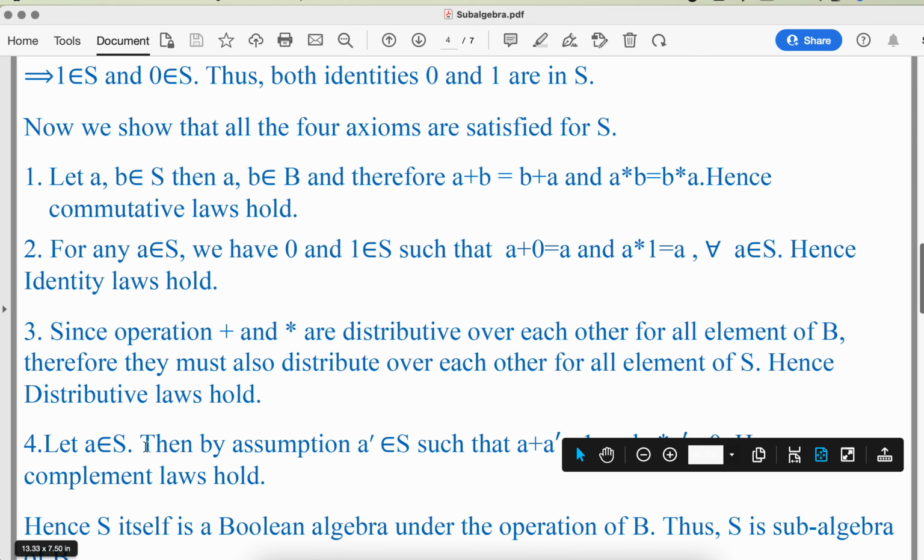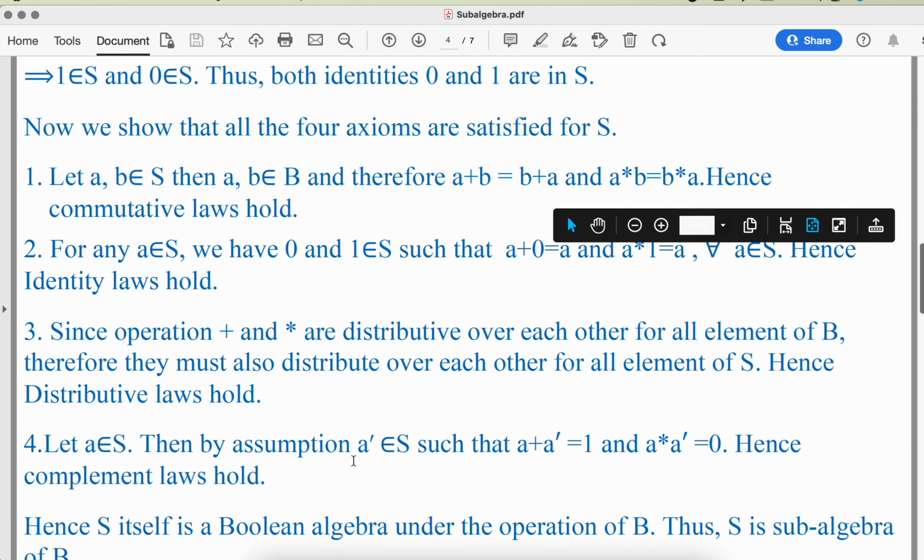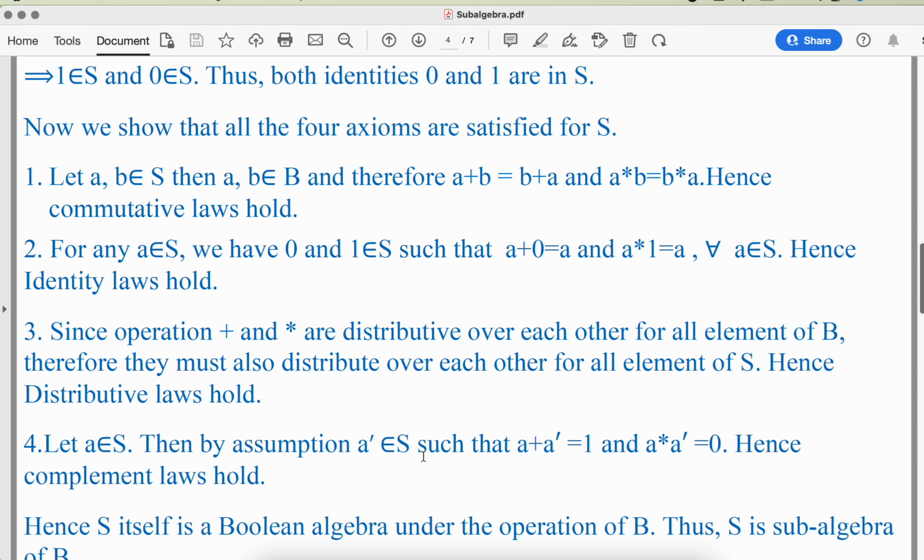Now let A belong to S. Then by assumption, A dash belongs to S, because S is closed with respect to complementation. And A plus A dash is 1 and A into A dash is 0. Hence, the complementation law holds in S also.